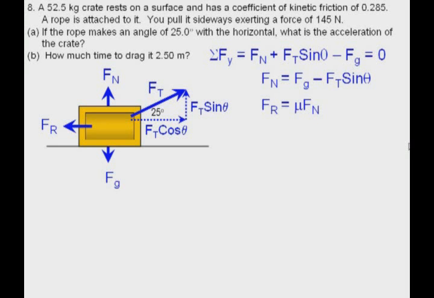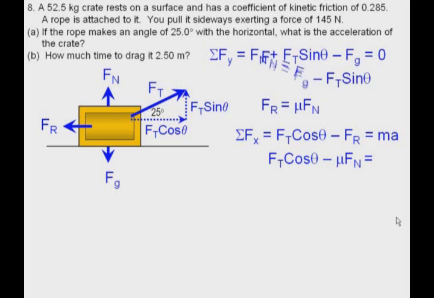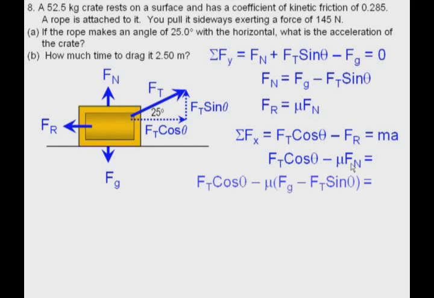Friction formula is mu times Fn. Then in the x direction, we have Ft cosine theta pulling forwards and the friction pulling backwards. And those are going to add up to ma because we're accelerating. So I'm going to substitute mu times Fn in place of Fr. Then I'm going to substitute Fg minus Ft sine theta in place of Fn. And all of that is equal to ma.